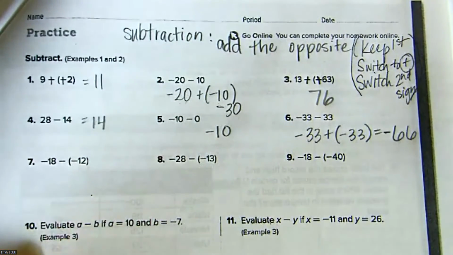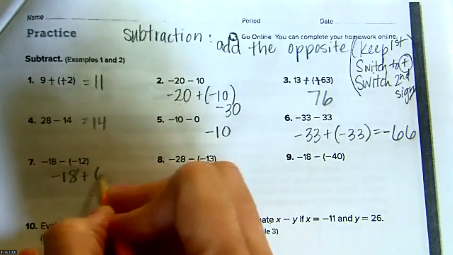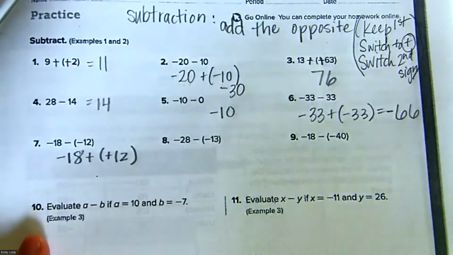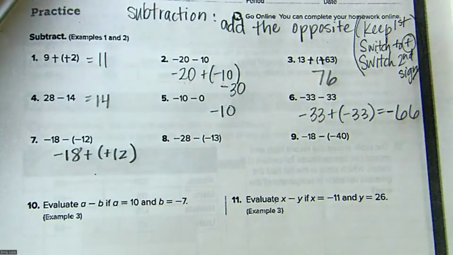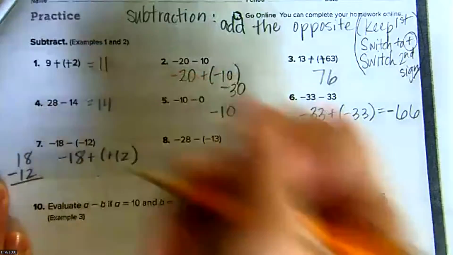Negative 18 plus a positive 12. When our signs are different, we find the difference, which means to subtract. It's not 30. We have to subtract because our signs are different. Remember, we take big minus little.